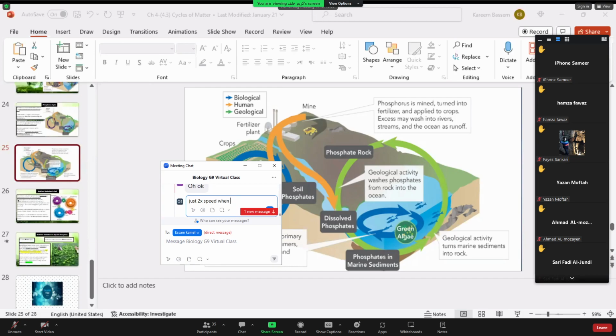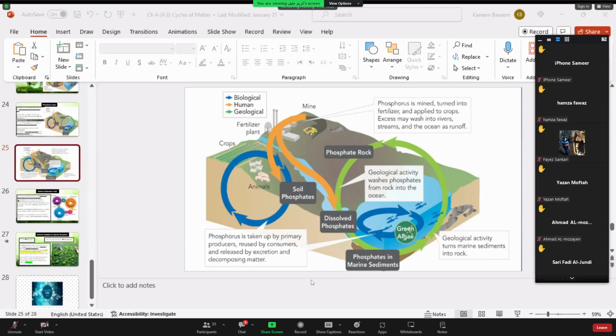Pyramid of biomass. I explained it at the beginning of the lesson. We said it's the amount of organic matter found in an organism's body.